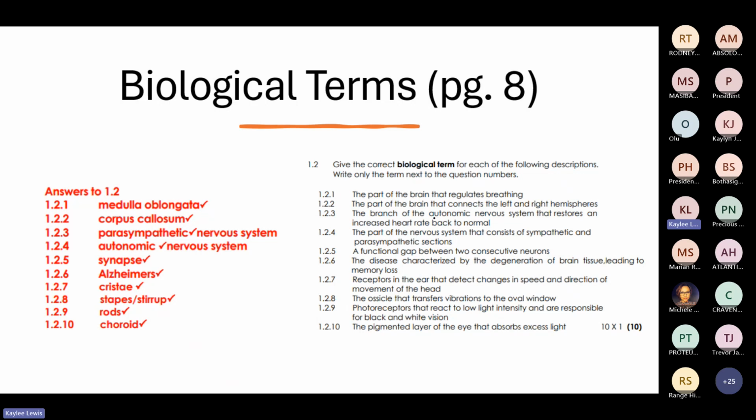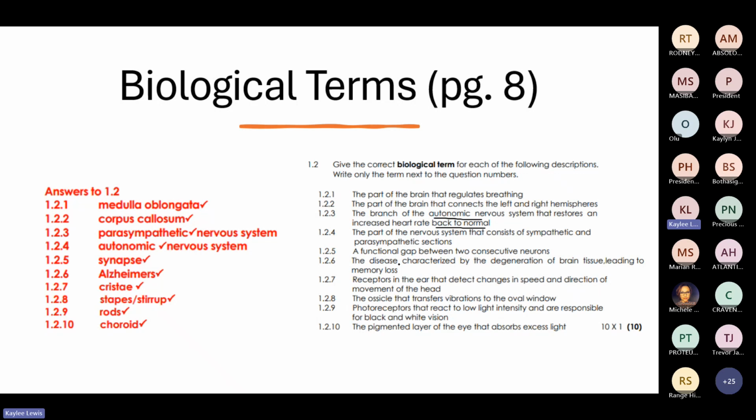1.2.3, the branch of the autonomic nervous system that restores an increased heart rate back to normal. So remember, the autonomic nervous system is split into the sympathetic and parasympathetic. And sympathetic will happen in your fight or flight mode. So there will be lots of reactions in your body that are happening under the influence of adrenaline. But the parasympathetic brings it back down to normal because you can't have your body in that sustained state all the time. And I also think parasympathetic, think slow down. So that's why the answer for 1.2.3 is your parasympathetic nervous system.